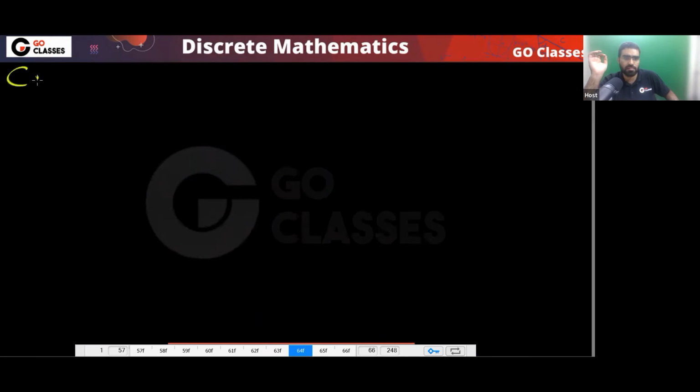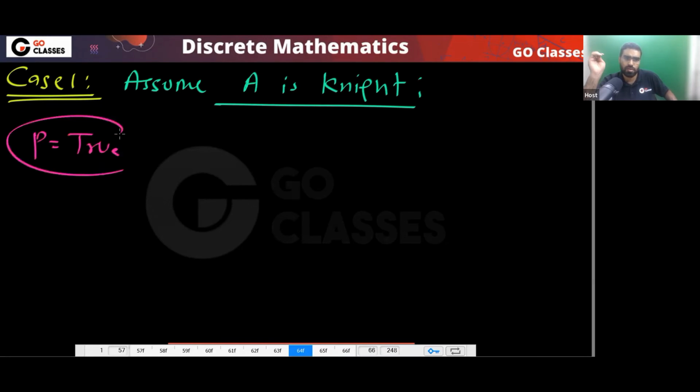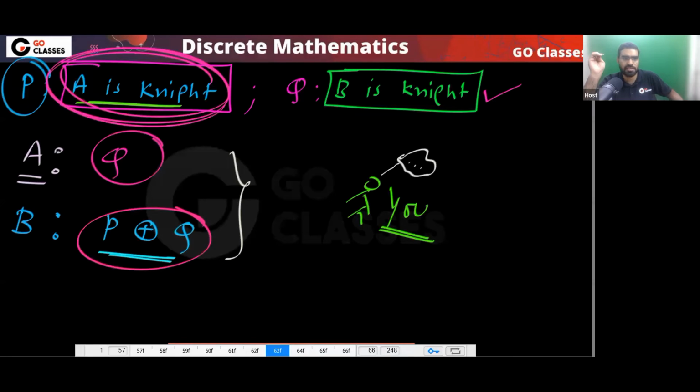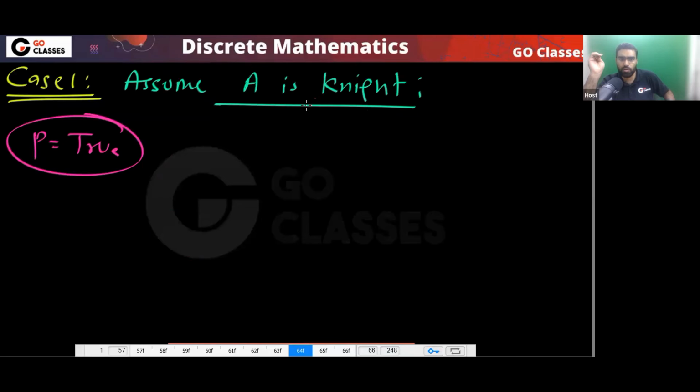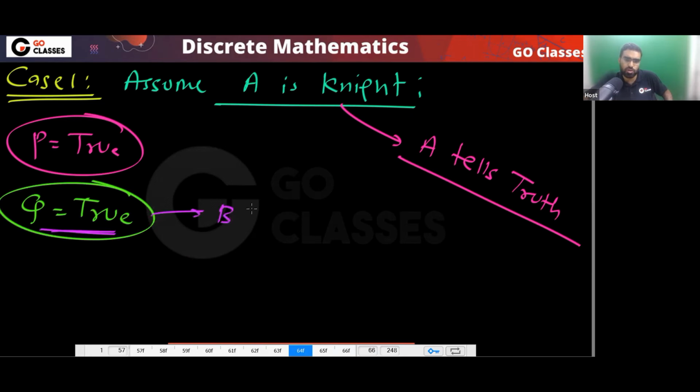Okay. Case 1. You take your copy pen. Case 1, I am assuming that A is knight. If you assume A is knight, it means P is true. And because A is knight, it means A tells truth, so what he is saying is also true. A tells truth, so it automatically means that Q is also true. Q is also true means B is also knight.